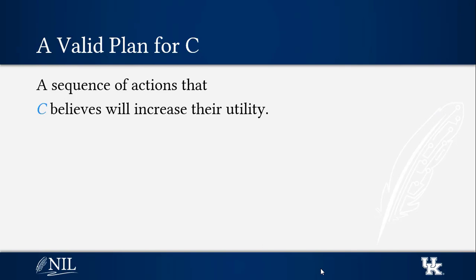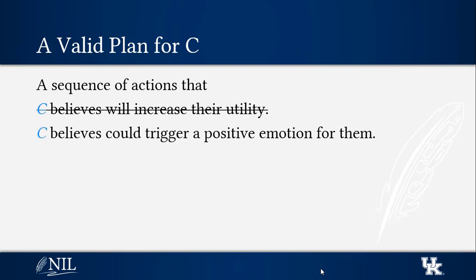There are several constraints for a plan to be considered valid, but the one that I want to focus on in this presentation is that for a plan to be valid for a character, they must believe that it will increase their utility. By incorporating the emotion model into narrative planning, we change this definition to this. A plan is considered valid for a character as long as they believe that that plan could trigger a positive emotion for them, even though it may not necessarily increase their utility.